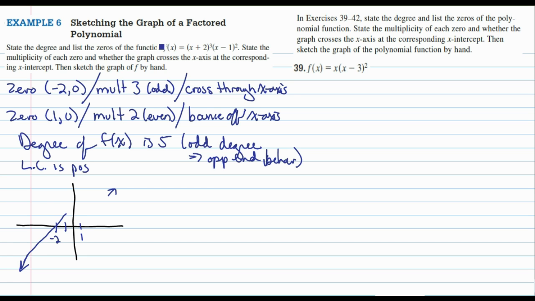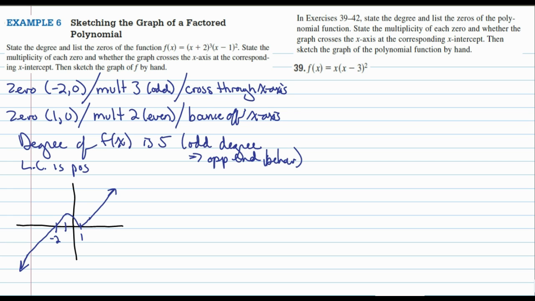Then at +1, I'm going to bounce off because that was an even multiplicity. So I'm going to go positive to the x-axis and then stay positive, which means I met up with the other end behavior, so I probably sketched this correctly.